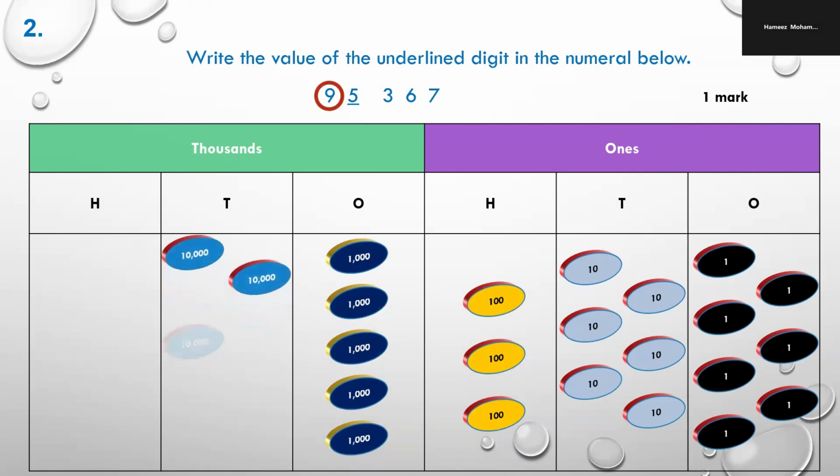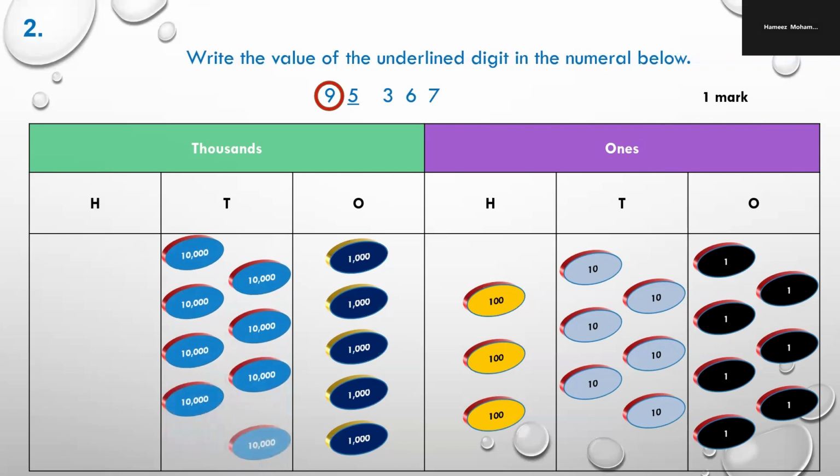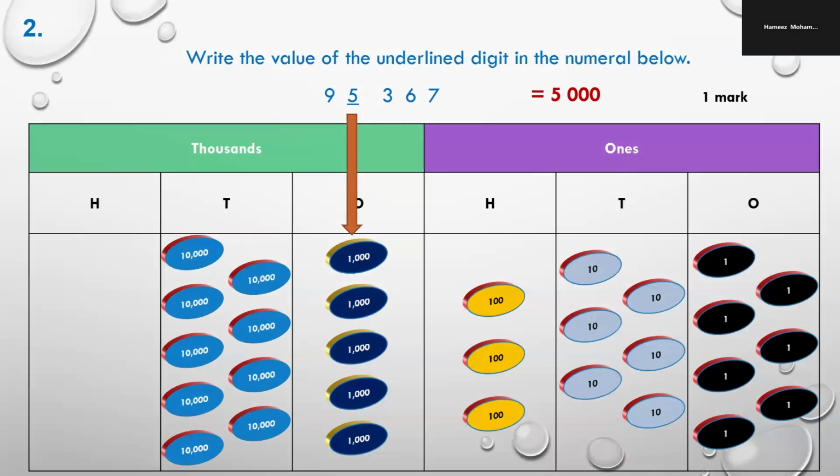So we bring up enough of them. 1, 2, 3, 4, 5, 6, 7, 8, 9. So we can clearly see that the 9 represents 9 10,000s or 90,000. And look at our question. It's asking us for what is underlined, which is the 5. So we can see that it has 1,000, 2,000, 3, 4, 5,000. So the value of the underlined digit in the numeral below is 5,000. So we've used place value discs here to show such.